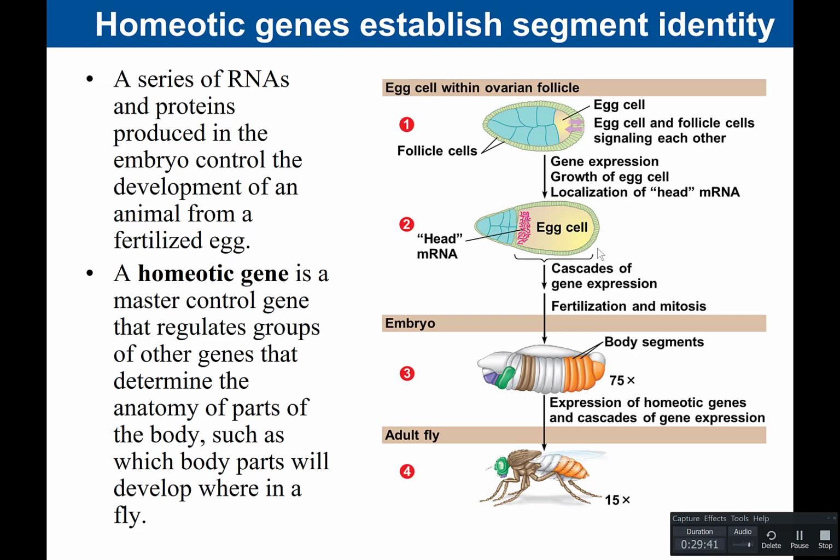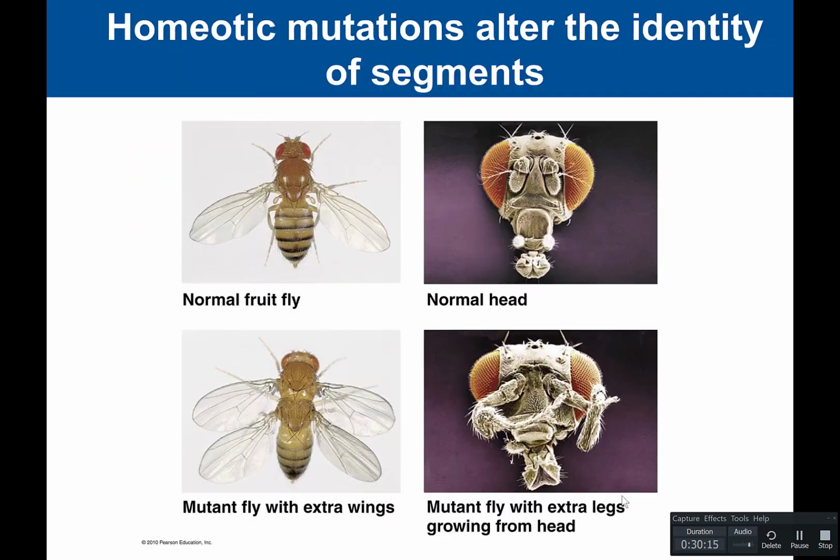Now, a homeotic gene is a master control gene that regulates groups of other genes that determine the anatomy of parts of the body, such as which body parts will develop where in the fly. It leads to what we call segmentation. And so you get these different body segments, and within these different body segments, we get different genes turned on or off, and those eventually will lead to these different segments in the adult fly. So let's talk about this more. These homeotic mutations can alter the identity of a segment.